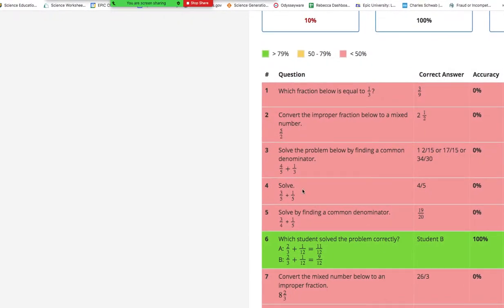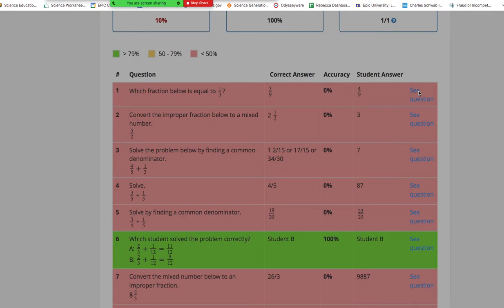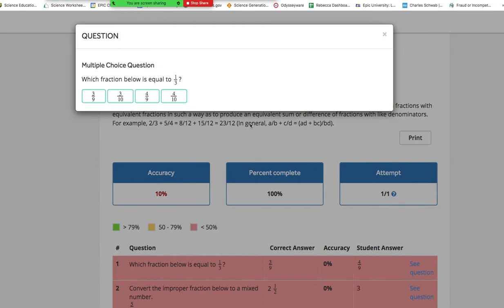I wanted to show you how to do these, so you get the problem. Here's the question. Which fraction below is equal to 1/3?